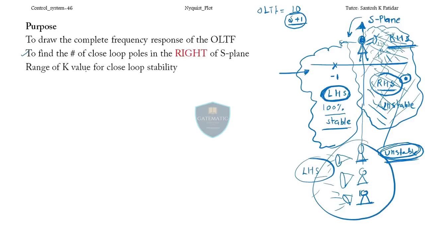Range of K value for the closed loop stability. Definitely, from the RH criteria onwards, in the root locus, Bode plot, everywhere we have seen the dependency of the system on the value K. So here also we can find out the range of K value for the closed loop stability. The next point is to find the relative stability. This concept, relative stability, we were studying from the RH criteria only, isn't it? So it will continue till the Nyquist plot.